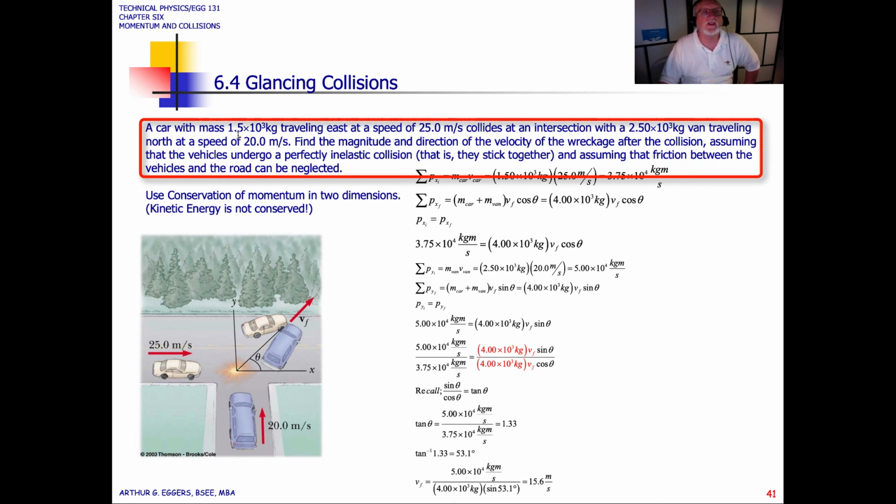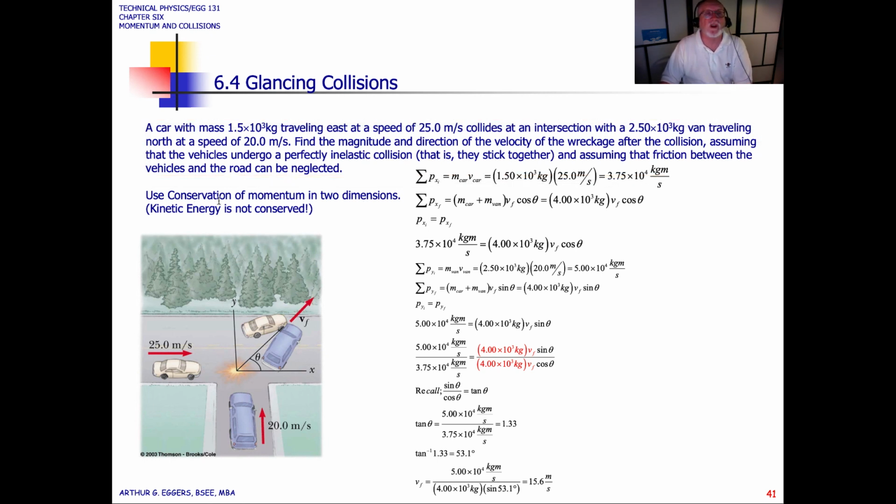A car with a mass of 1.5 times 10 to the 3rd kilograms traveling east at a speed of 25 meters per second collides at an intersection with a 2.5 times 10 to the 3rd kilogram van traveling north at a speed of 20 meters per second. So we've got all of our masses, we've got all of our velocities. Find the magnitude and direction of the velocity of the wreckage after the collision, assuming that the vehicles undergo a perfectly inelastic collision, that is, they stick together, and assuming that friction between the vehicles and the road can be neglected. So they're taking a lot of things out we don't need.